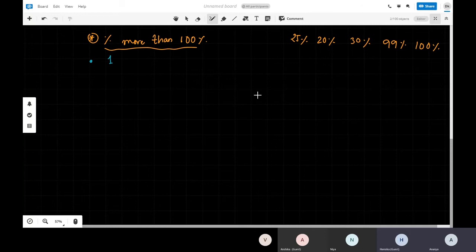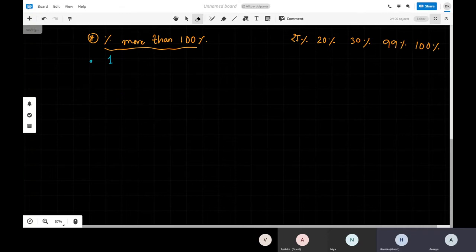You can divide by 100. Okay, if you divide by 100, then what happens? You get the percentage that it is out of 100. Okay, if you divide 1 by 100, then it would be 0.01, right? But 0.01 is not the percentage of 100. It's very simple.